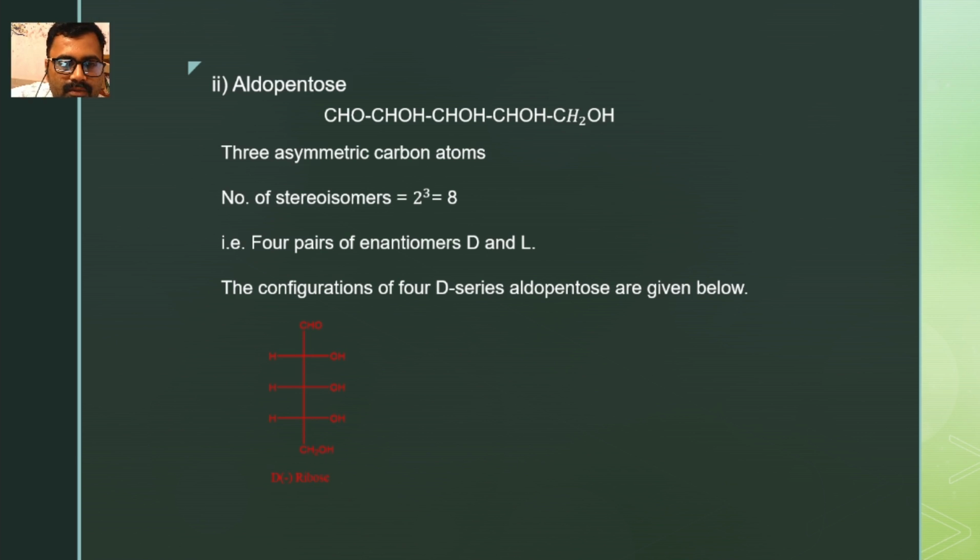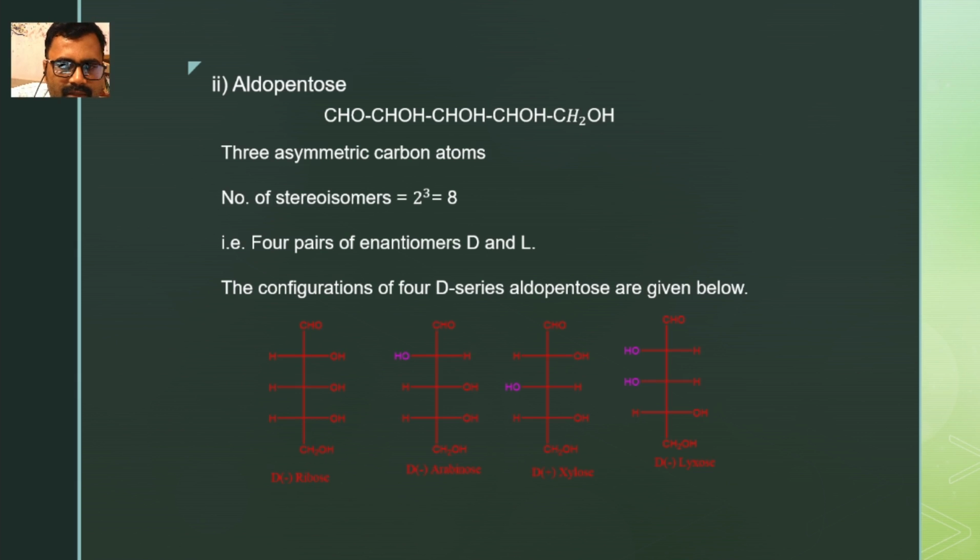So in case of ribose, all OH groups are present on the right hand side. Then the next stereoisomer is arabinose, in which the second carbon atom has the OH group on the left hand side. The third, xylose, in which the third carbon atom's OH group is on the left hand side. The fourth structure is possible, in which, on carbon atoms 2 and 3, both OH groups are present on the left hand side, called lyxose.